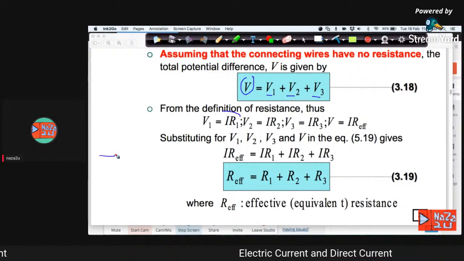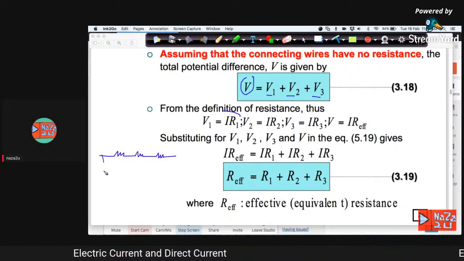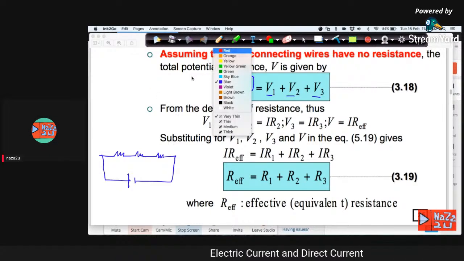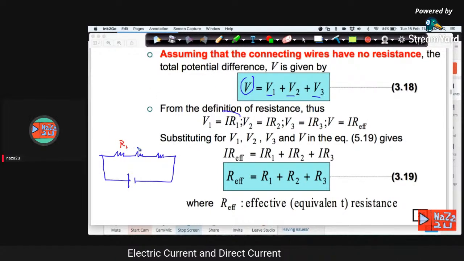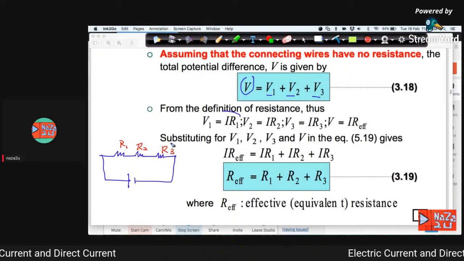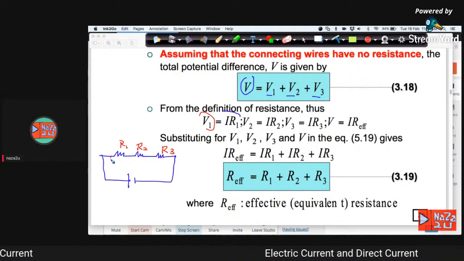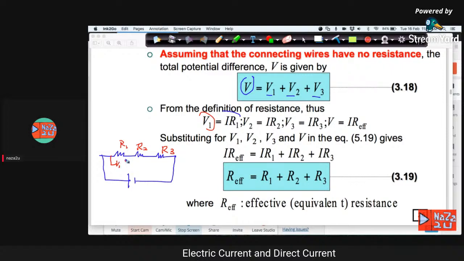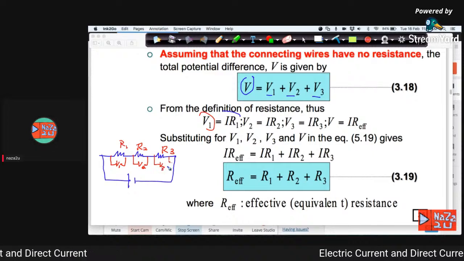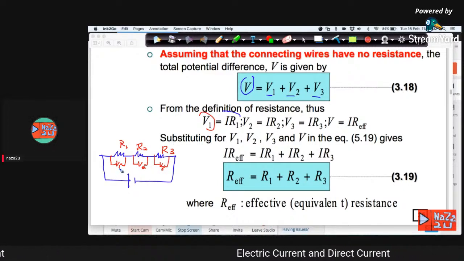Okay, saya tulis kat sini. This is resistor 1, this is resistor 2, resistor 3. So this is a battery. Okay. So now this is resistor 1, this is resistor 2 and this is resistor 3. So voltage here, V1. Voltage pada resistor kedua, V2. Voltage pada resistor ketiga, V3.